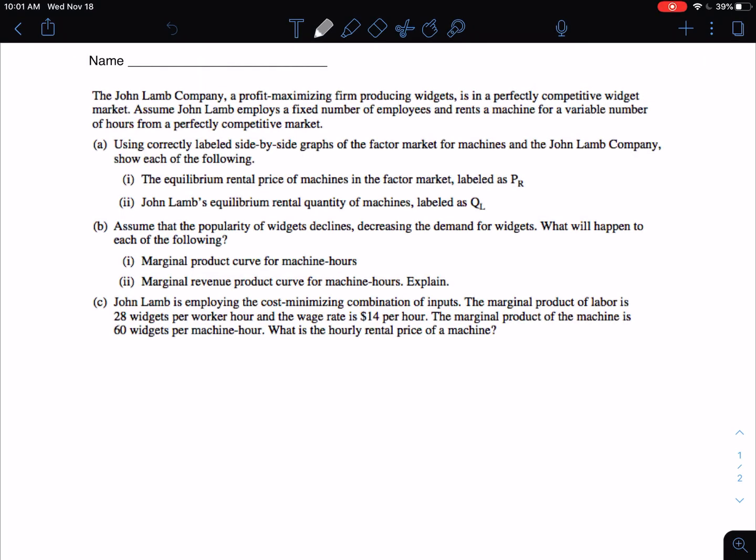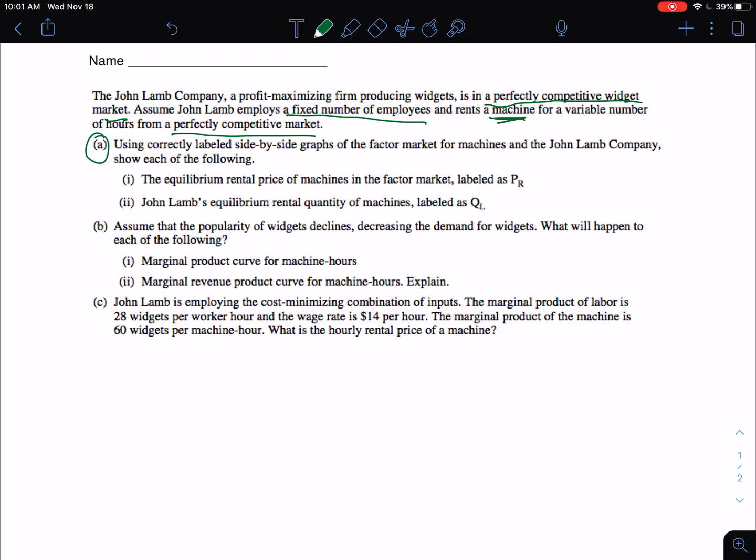Okay, everybody, let's get going on the John Lamb Company. So we've got a perfectly competitive widget market. That's important. So that means that the price of widgets is going to remain constant. And then we've got a perfectly competitive resource market for renting these machines, fixed number of employees. So that's basically just setting things up as this is going to be a relatively simple situation because you don't have a lot of imperfect markets going on.